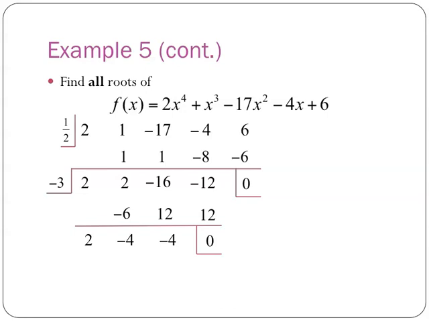Now, what does this leave us with in terms of a polynomial? Well, we did synthetic division twice, so our quotient here should now be down 2 degrees. So this is going to be 2x squared minus 4x minus 4 equals 0. Now I can actually simplify this down if I divide everything by 2. And I'm left with x squared minus 2x minus 2 equals 0. And now I need to find the rest of the roots.